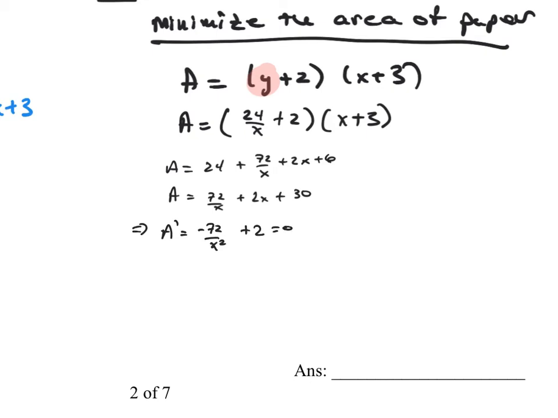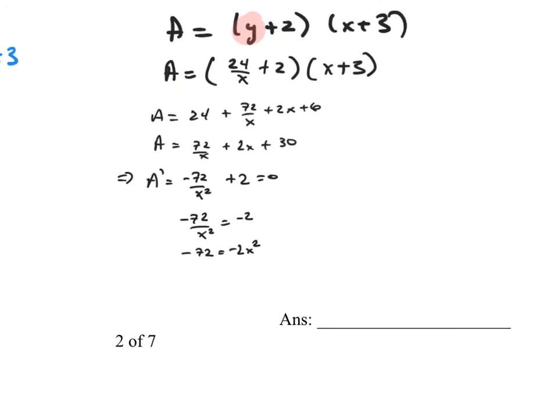Let's set this equal to 0, so I'm going to subtract 2 from both sides. I'd have negative 72 over x squared equals negative 2. Multiply both sides by x squared, so I have negative 72 equals negative 2x squared. Divide both sides by negative 2, and I'd have x squared equals a positive 36. Nice, we got some good numbers finally. So this would give me x equals plus or minus 6. In this case, we don't need to worry about negatives. We only need to consider the positive, which is x equals 6.